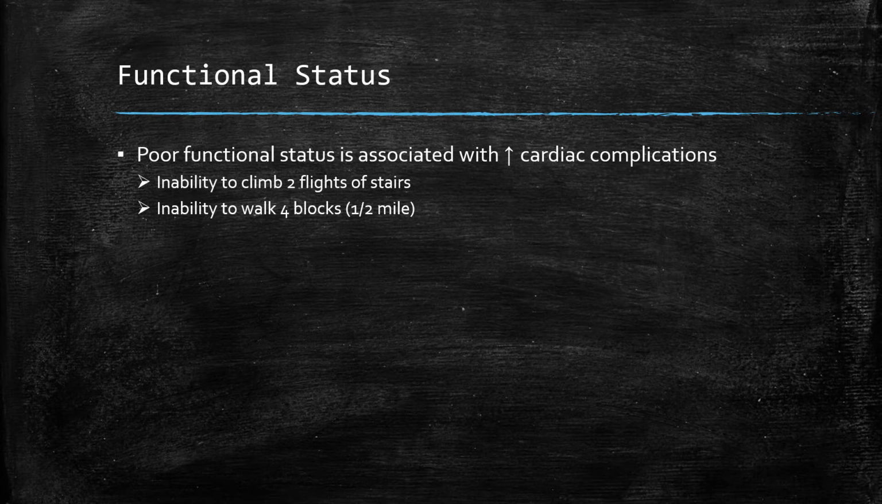Assessing functional status is nothing more than trying to understand our patient's day-to-day activities and what kind of limitations they might have. And so if our patient is active and vigorous, then they have a lower risk of cardiac complications. On the other hand, if our patient is unable to climb 2 flights of stairs or can't walk a half a mile without stopping, they're definitely going to fall into the higher risk group.